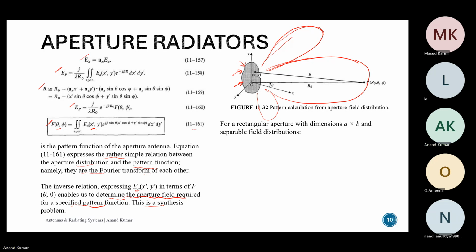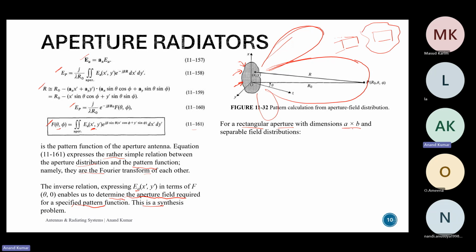For a rectangular aperture with dimensions a cross b, we are thinking about, for example, a waveguide sort of thing, open, or a slot aperture.